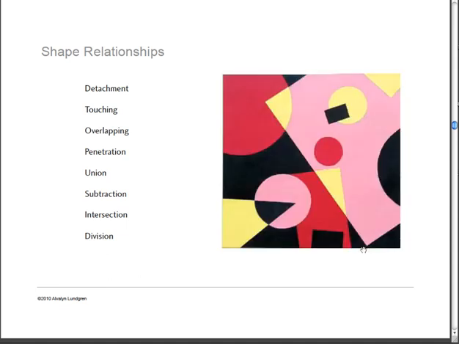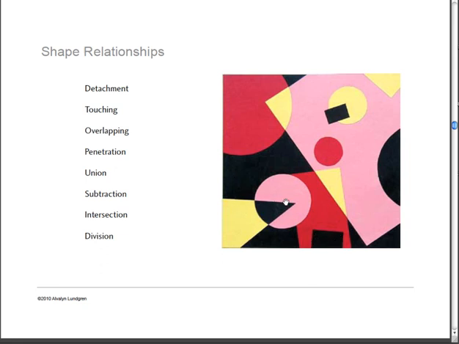So this is actually a student exercise from a different class dealing with the same thing, but we can see overlap, we can see detachment. The circle is detached from everything, but it's overlapping the large pink area. This is being read as subtraction because it's the same color as the black. This is being understood as subtraction.